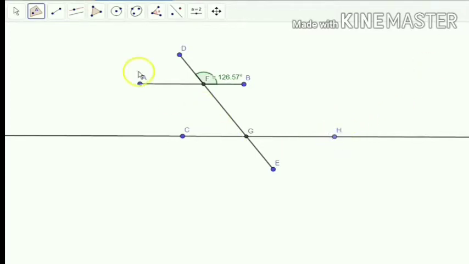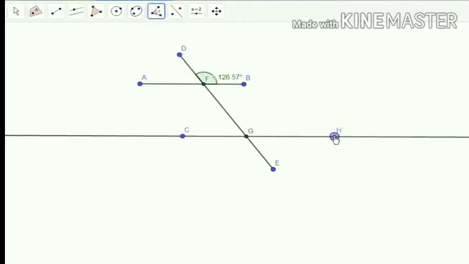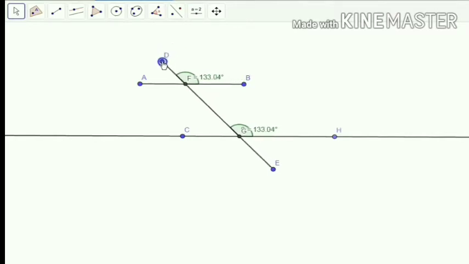And we observe the corresponding angle is of the same measure, that is 126.57 degree. Let's rotate. We see both angles are equal. Let's rotate this transversal line and see what happens. Every time it is same. So we can say in case of parallel lines, corresponding angles are always equal.